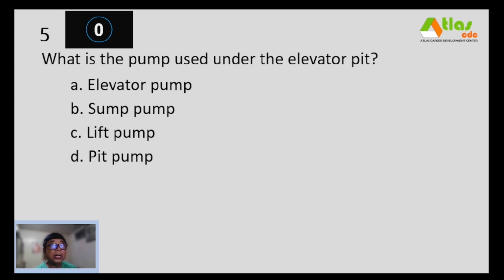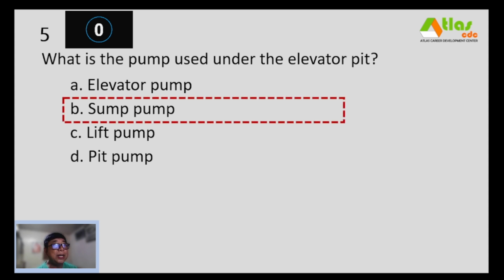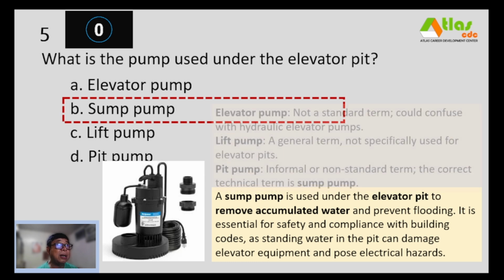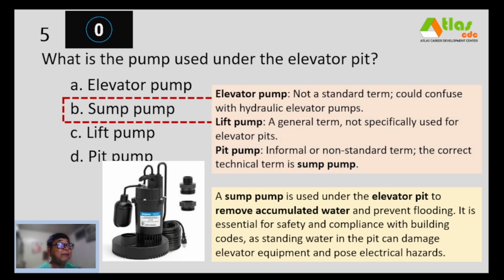So our correct answer here is letter B, sump pump. A sump pump is used under the elevator pit to remove accumulated water and prevent flooding. It is essential for safety and compliance with building codes, as standing water in the pit can damage elevator equipment and pose electrical hazards. Elevator pump is not a standard term and could be confused with hydraulic elevator pumps.